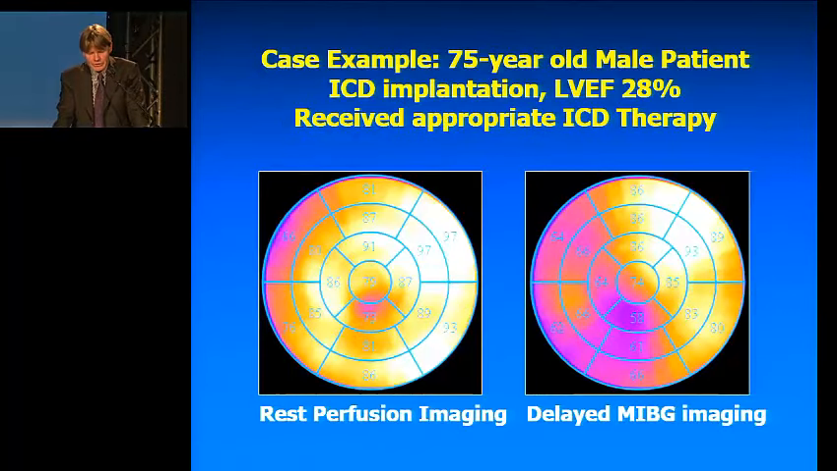These are the SPECT images. And you see here the resting perfusion image on the left, where there is very global perfusion. There is not any big defect, just a little bit in the center, which is a small apical defect. But then you look on the right panel, and you see all that purple is a defect. So there is a huge area of denervation. This patient had an EF of 28% and received several appropriate ICD shocks.